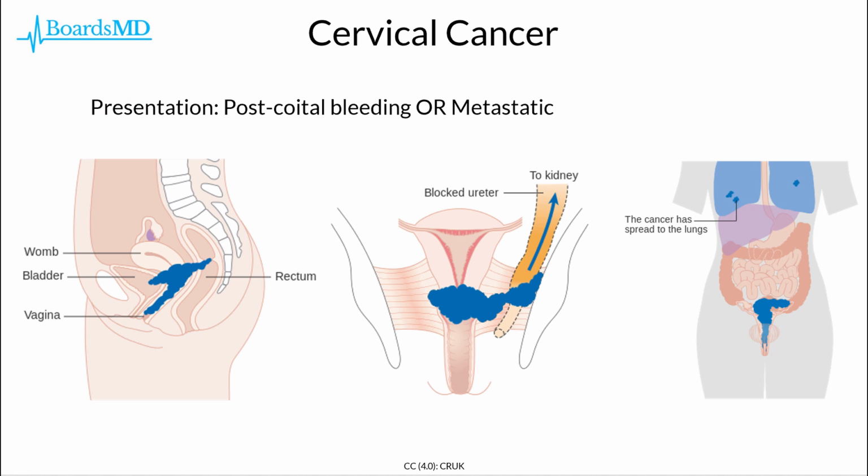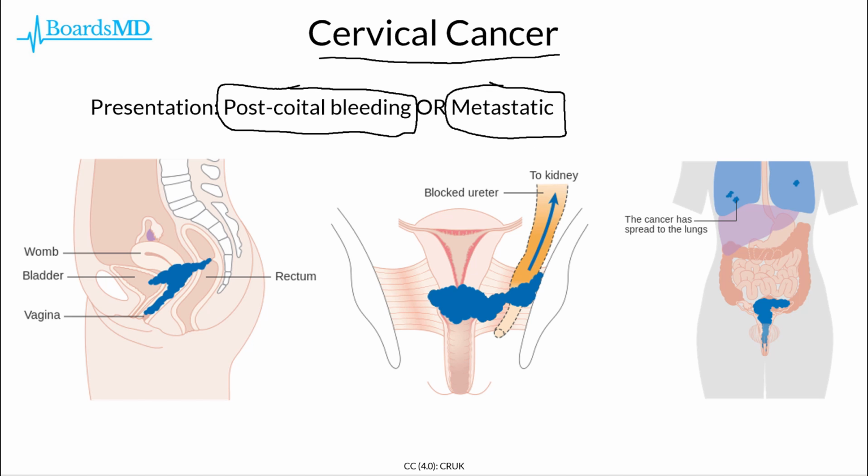As we finish off this module, I would like to just briefly review how cervical cancer typically presents on board exams. There are really two classic categories of how this cervical cancer is going to present in our patients. The first of these is postcoital bleeding, which refers to bleeding from the cervix following sexual intercourse. And the second classic presentation of cervical cancer is with metastasis in late-stage disease.